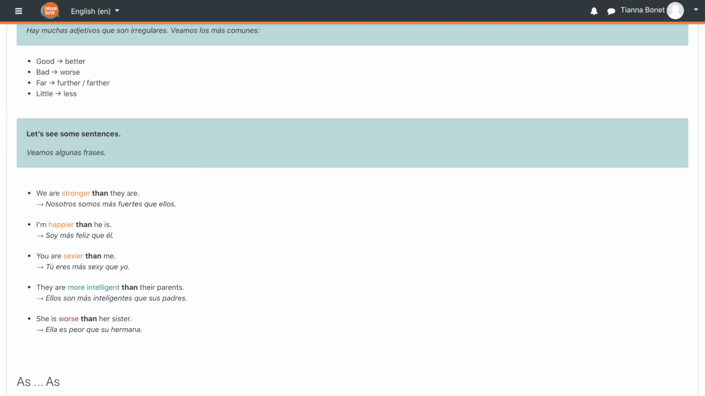Let's see some sentences. We are stronger than they are. I'm happier than he is. You are sexier than me. They are more intelligent than their parents. She is worse than her sister.